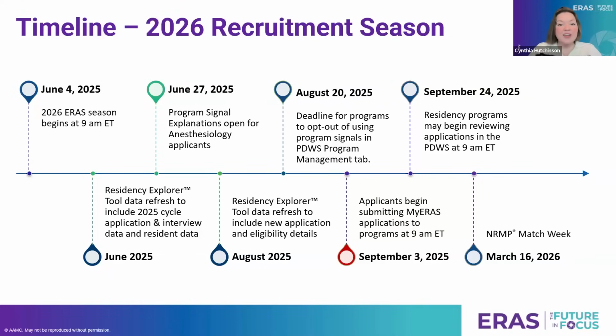On August 20th, that's the last day for programs to opt out of signals. So if you're looking at a program signal status after this date, you can be assured the information is accurate for planning out your program signal strategy. On September 3rd, you can begin submitting applications and associated signals to programs. Take the time between August 20th and September 3rd to double check signal status before submitting applications.